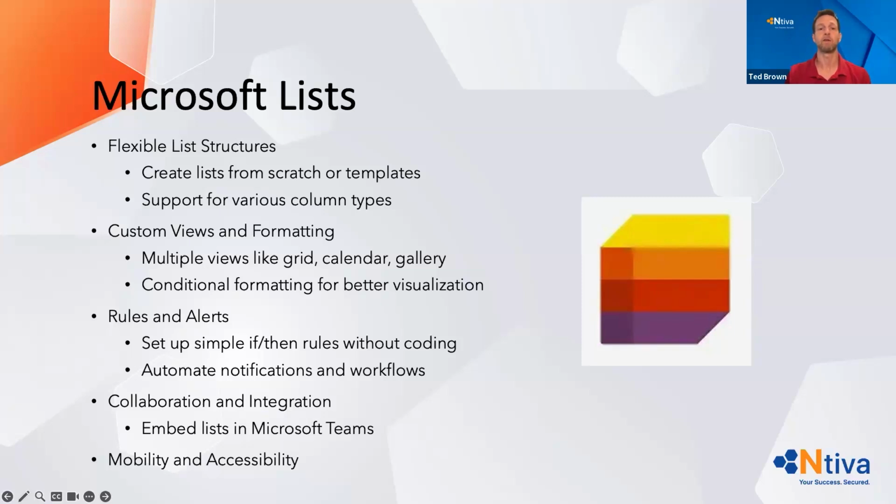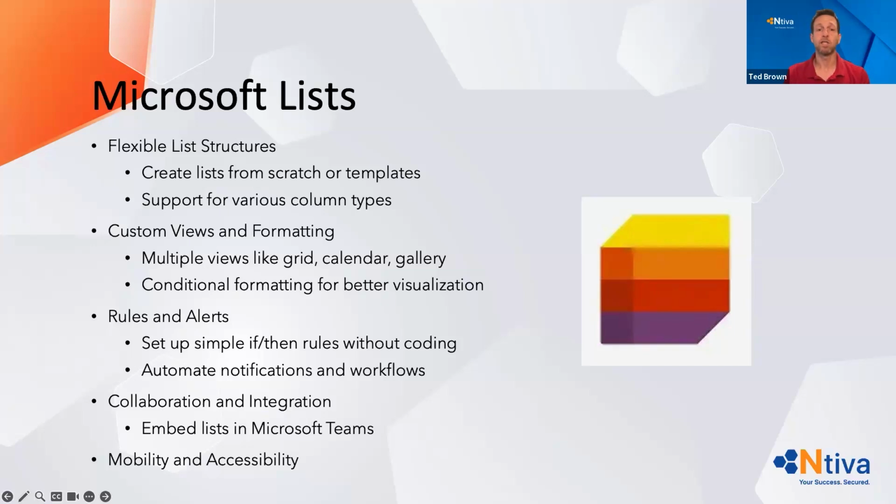Some of the key features of Microsoft Lists include the ability to create flexible list structures. You can create lists from scratch or from ready-made templates for issues, tasks, events, and assets. These lists support a variety of columns: text, numbers, choices, dates, people assignation, hyperlinks, so you can capture exactly the information you need. For example, you can create a task list that might have a task name, an owner, status, due dates, priority fields, including drop-down choices for status and priority.